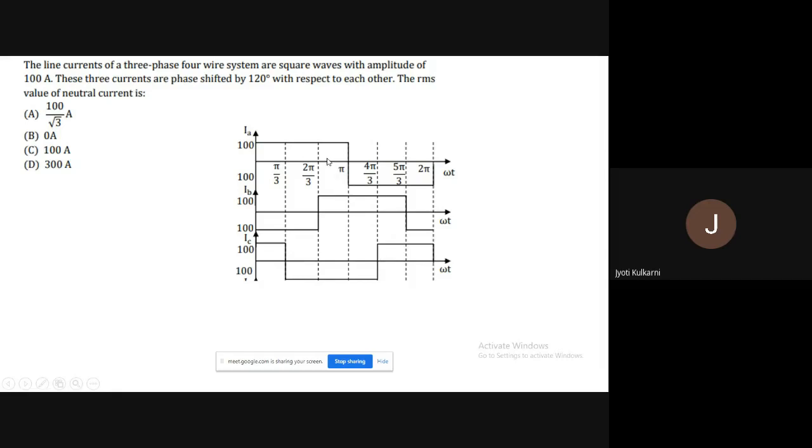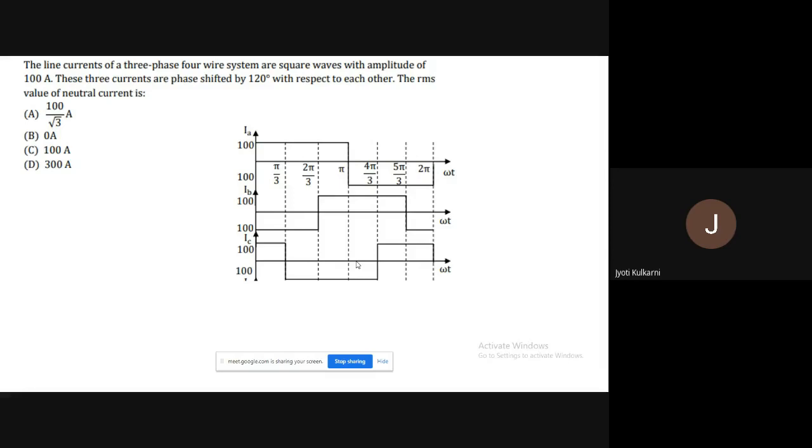Is it clear, everyone, how we have taken the waveforms? IA started at t equal to 0 or omega t equal to 0. Then B has taken after 120 degrees. Then C has taken after 120 degrees with respect to B. So these are my three waveforms of IA, IB and IC. Is everyone comfortable to understand what I want to explain? Yes or no? Please give me a reply.